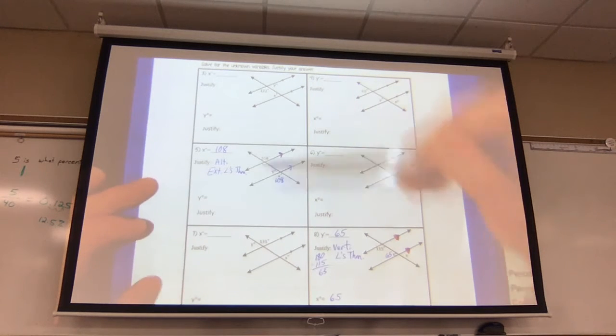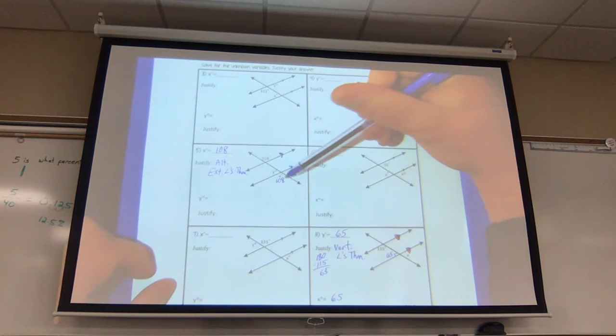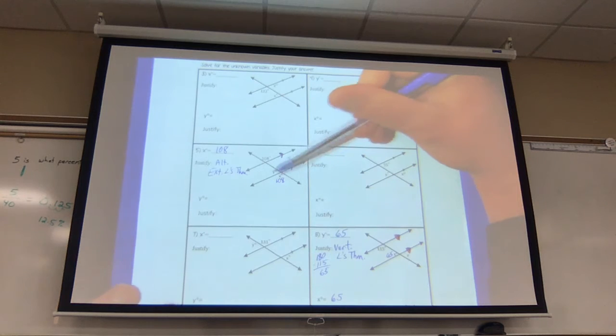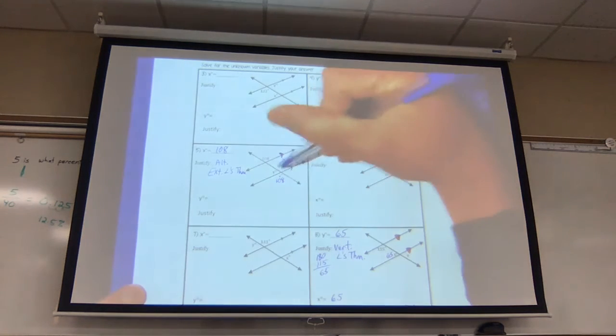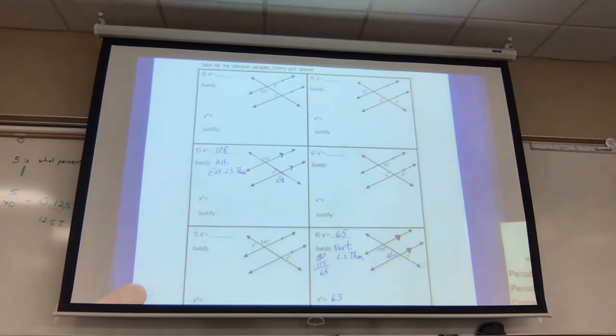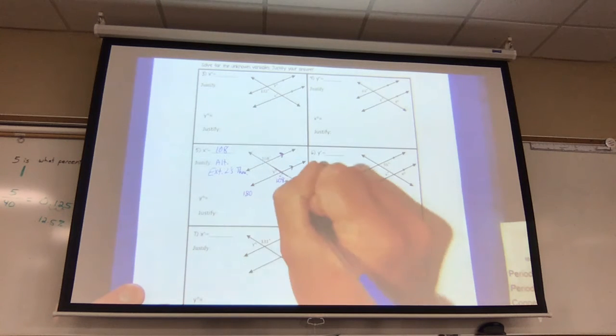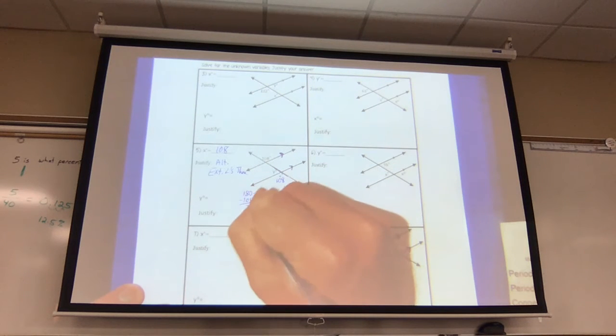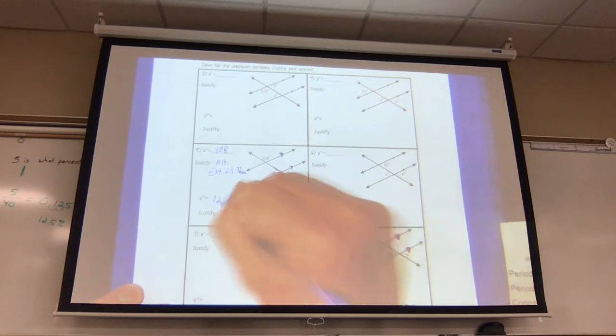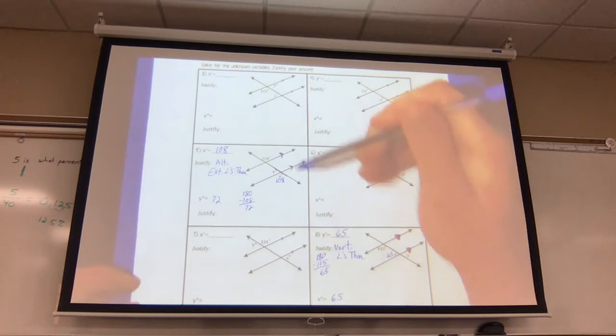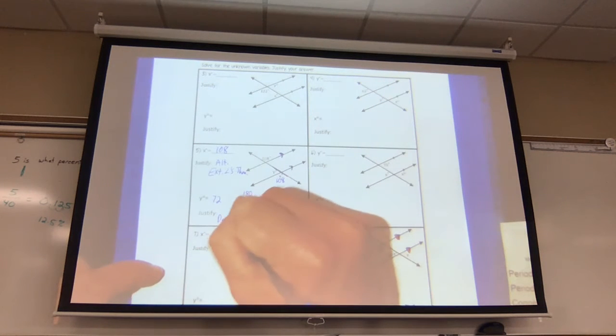All right, and then once we're there, now you look at the x and the y. These two are a linear pair. They're right next to each other. A linear pair makes a straight line, which adds up to 180. So to find y, I'm going to take 180 minus the 108, which is 72. So y is going to be 72. And then for justifying it, I'm just going to use the definition of linear pair.